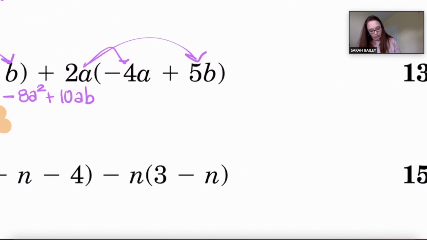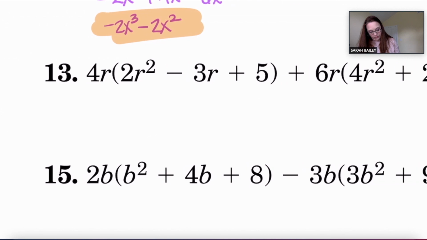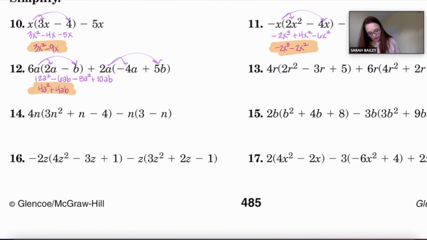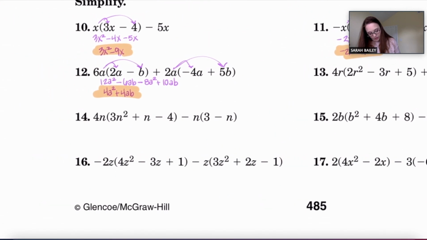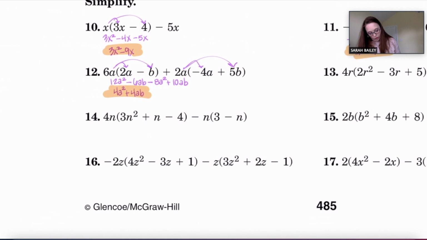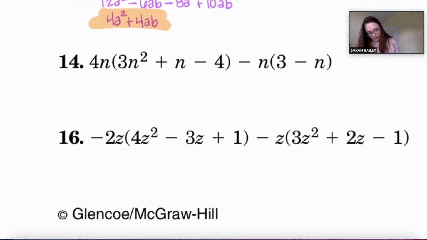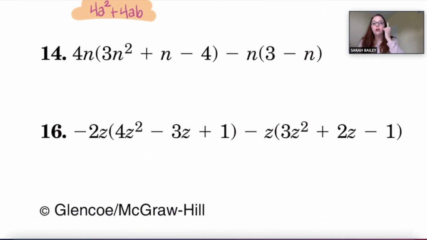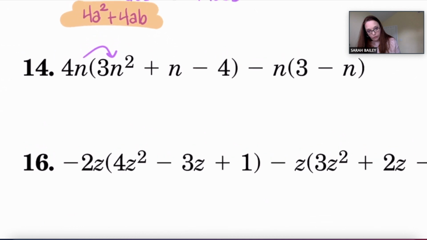Okay, let's do another one. Let's actually skip to number 14 real quick. And then I'll let you do the rest. Okay, and I'll tell you why in a minute. All right, so first we're going to distribute that 4n. Let me zoom in just a little bit more.